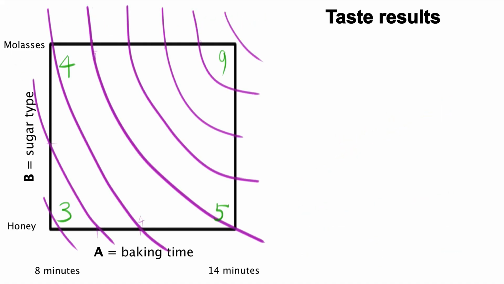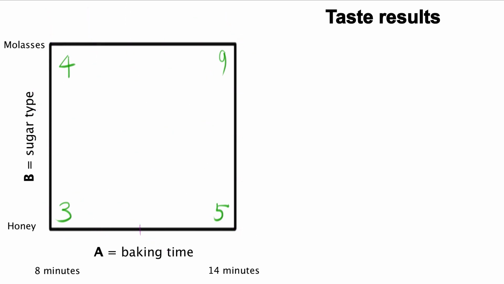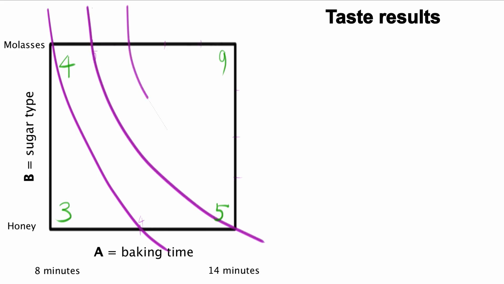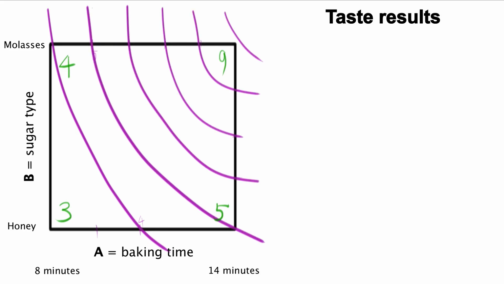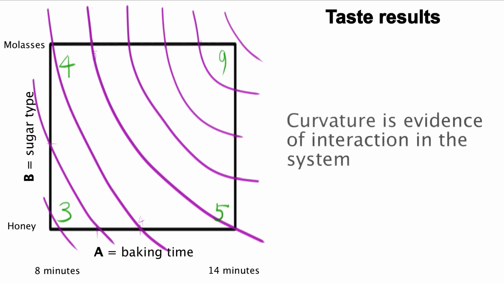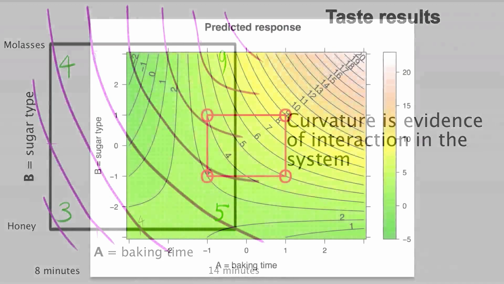Another visualization I showed you last time was the contour plot. I showed you how to draw contour plots in class 2A. And when we draw a contour plot for this system, we notice that there's some nonlinearities here. In order to connect these lines, we need to have curves in them to make it work. We use the term curvature to describe this sort of nonlinearity. And curvature is evidence that there might be interaction in our system.